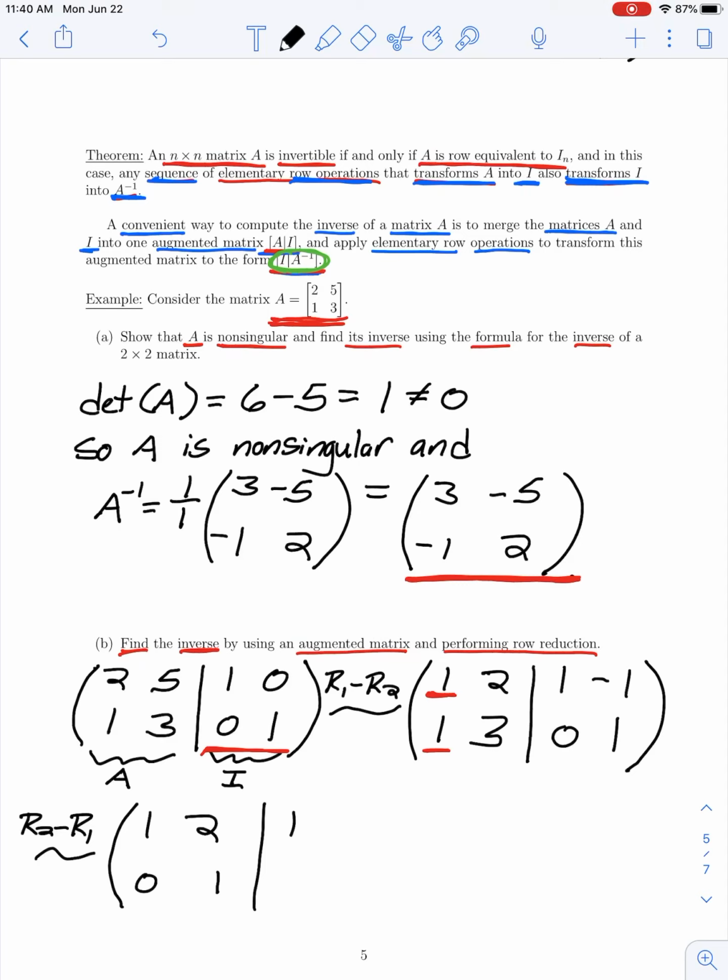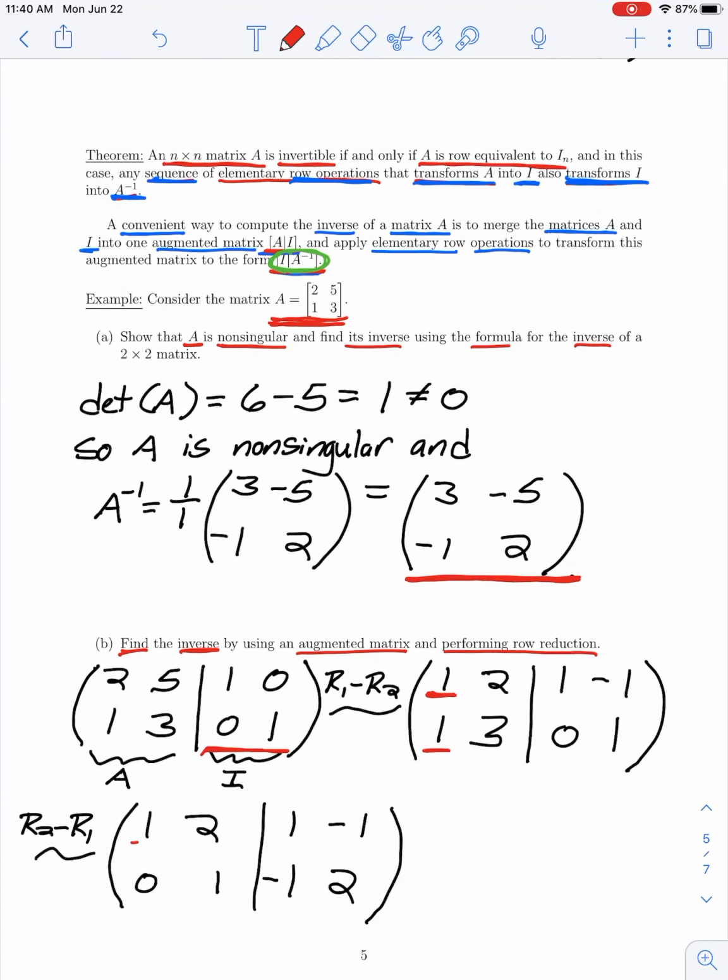Now if I perform those same operations on the right-hand side of this augmented matrix, well, I was leaving my first row alone. So I'm still going to have 1 and negative 1. But taking row 2 and subtracting row 1 from it, I would have 0 minus 1 is negative 1, and 1 minus a negative 1 would give me 2.